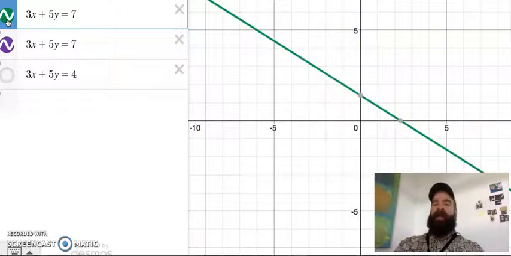Whenever two lines share an infinite number of points, we call that system consistent and dependent. And it means there are an infinite number of solutions.